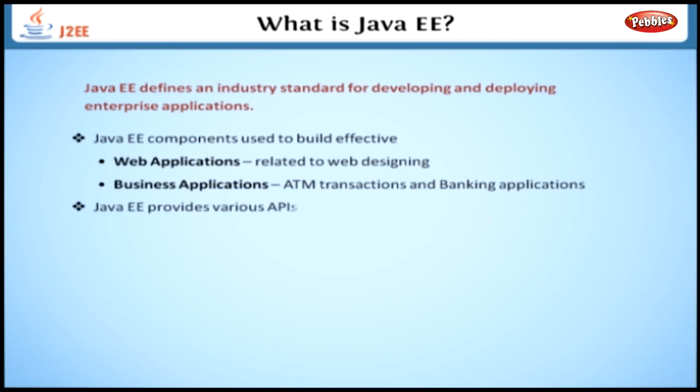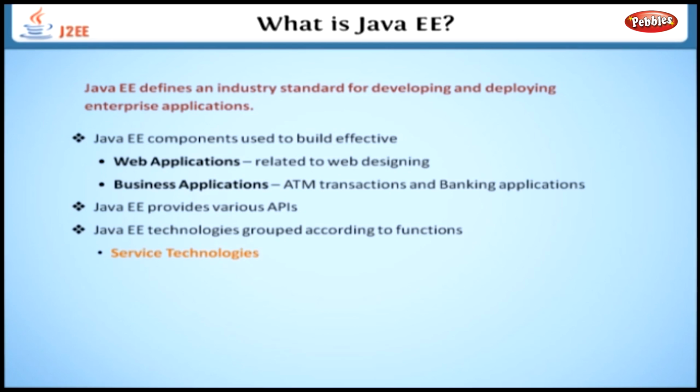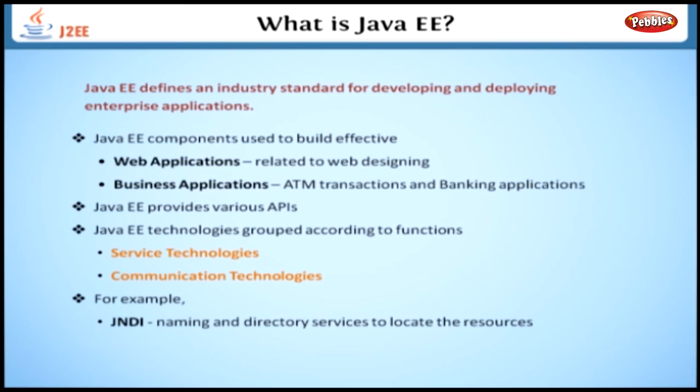Java EE provides various APIs. The server can have various technologies which are grouped according to their functions, like this: service technologies, communication technologies. For example, JNDI provides naming and directory service to locate resources. JMS enables us to send messages between components. In the upcoming sessions, we will discuss these things in detail. Now, let's look at the need for learning Java EE.